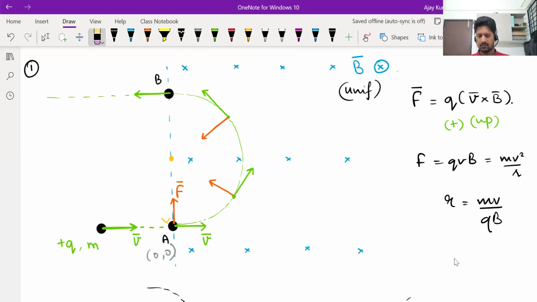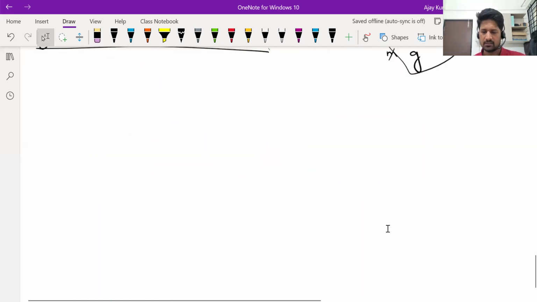Fine. So in this case, what happened is the charge entered perpendicular to the boundary, and so it so happens that it completes a semicircle before leaving the magnetic field. Okay, let's consider another case. Think about this carefully and solve, all of you.